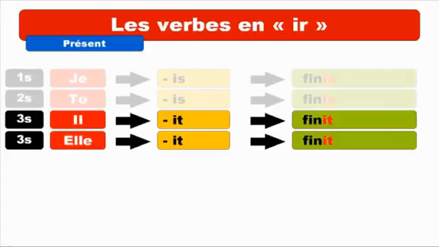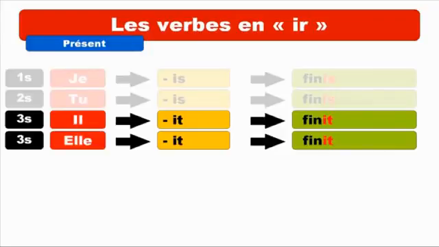Third person for il and elle, so still at the singular, you get "it". Okay, and so pronunciation is still the same, and it's il finit. Repeat. Il finit. Okay, and then elle finit. Repeat. Elle finit. So you can see that for je, tu, il, and elle, it's actually the same form you pronounce, but then you write them differently. For je, it's "is", tu, "is", il, elle, "it".